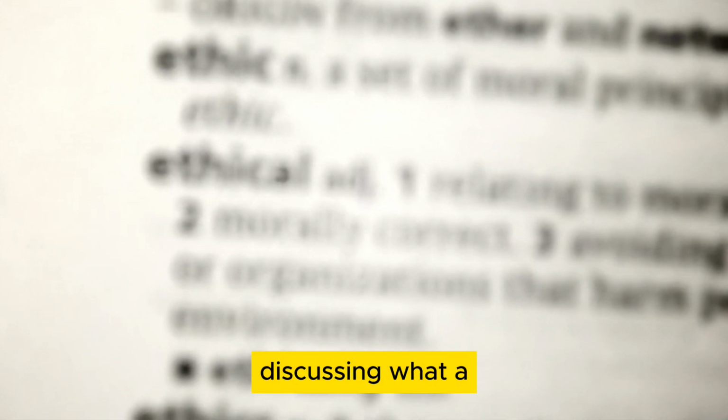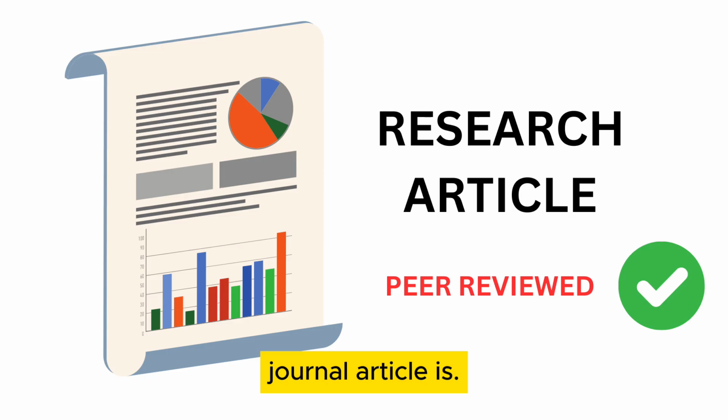Let's start by discussing what a journal article is. A journal article is a scholarly paper published in an academic journal. It usually presents original research, reviews existing research, or offers critical analysis. One key aspect of journal articles is that they are peer-reviewed, meaning they are evaluated by experts in the field before publication to ensure quality and credibility.